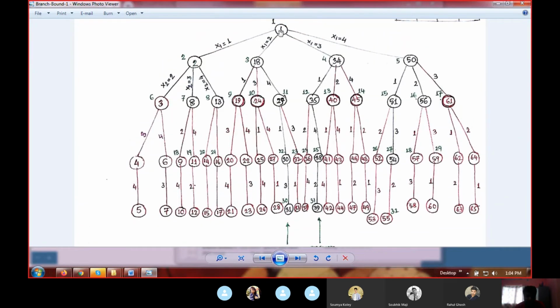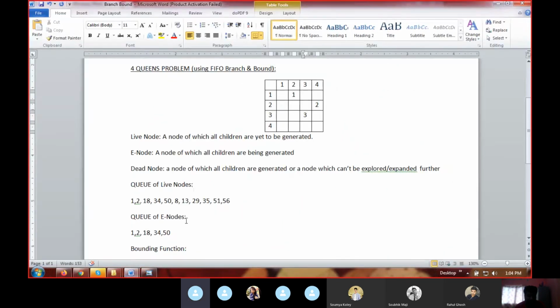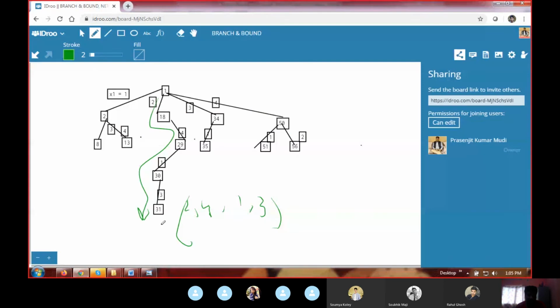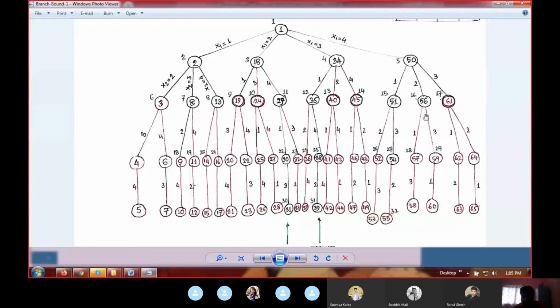So let's say this is level 1, level 2, level 3, level 4, level 5. So in level 3, 8, 13, 29, 35, 51, 56 are black colored. That's why they were sometime E nodes. So 1, 2, 18, 34, 50, then 8, then 13, then 29, then 35, then 51, then 56. So they were sometime E nodes because they were possible to be expanded.